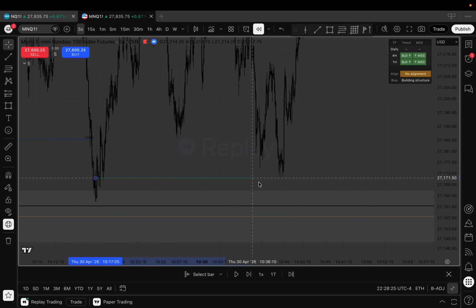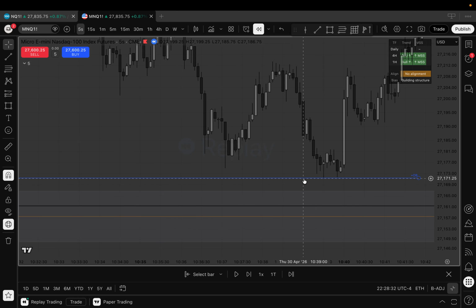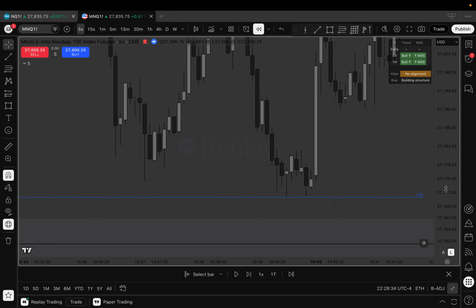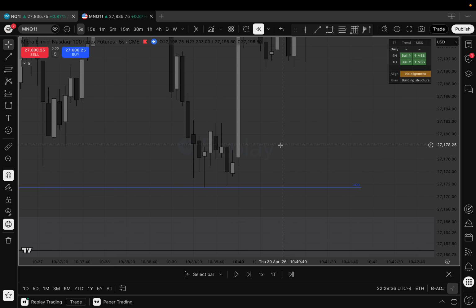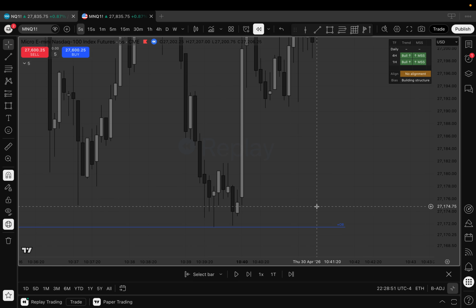And the effective way to do this would have been, no, I don't really want to take a trade off of just any of this. So I could have waited for, okay, we just returned to this order block. I mean, perfect execution on the 5 second. It literally hits it to the tick at 27,171.50, and this is 27,171.50. So it is literally perfect.